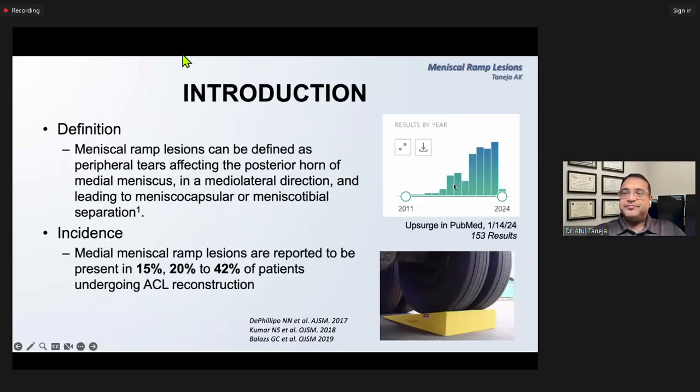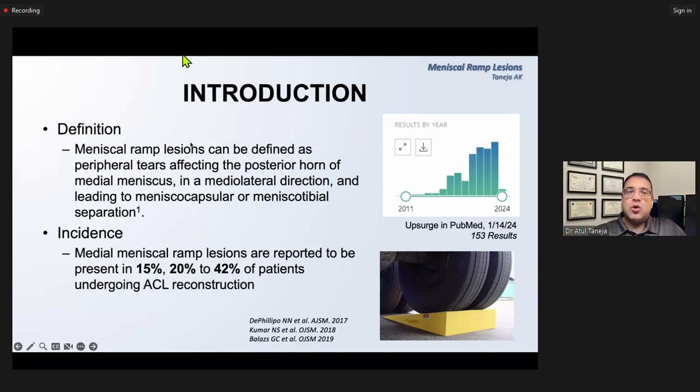And as you see, I did this search on PubMed a few months ago, and you can see the great increase in the interest in ramp lesions. This graph represents publications over the years, and you can see how much it has increased over the last three to four years. This means we all should be aware of this entity when we speak about it with our orthopedic surgeons in our reports.